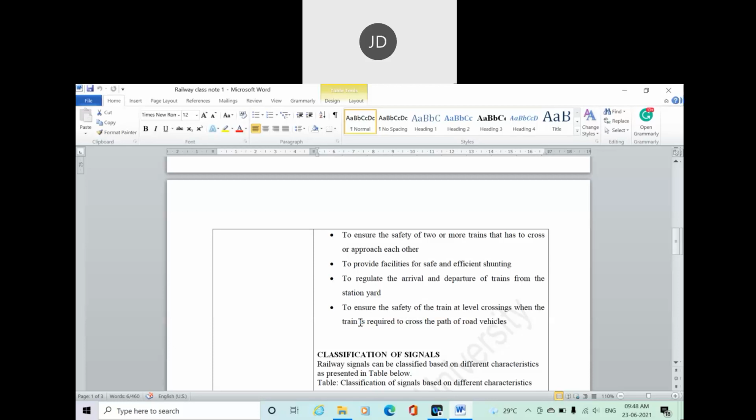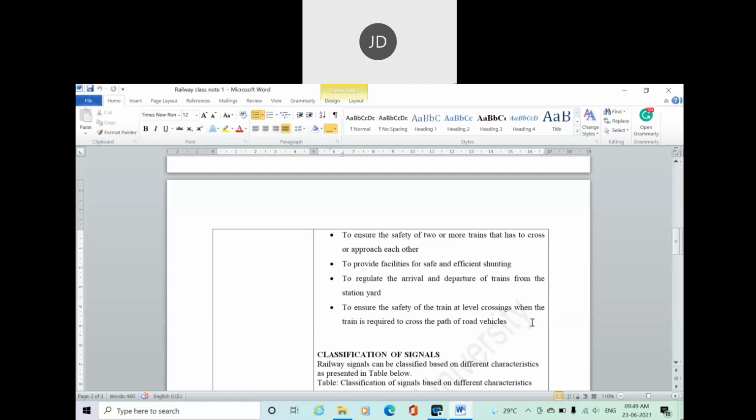We already discussed points and crossings, and the turnout, or the track junction. There is an interlocking between the tracks. One track is branching from another track, so it is called interlocking. The purpose of signaling and interlocking is primarily to control and regulate the movement of the train safely and efficiently. It is a general purpose.